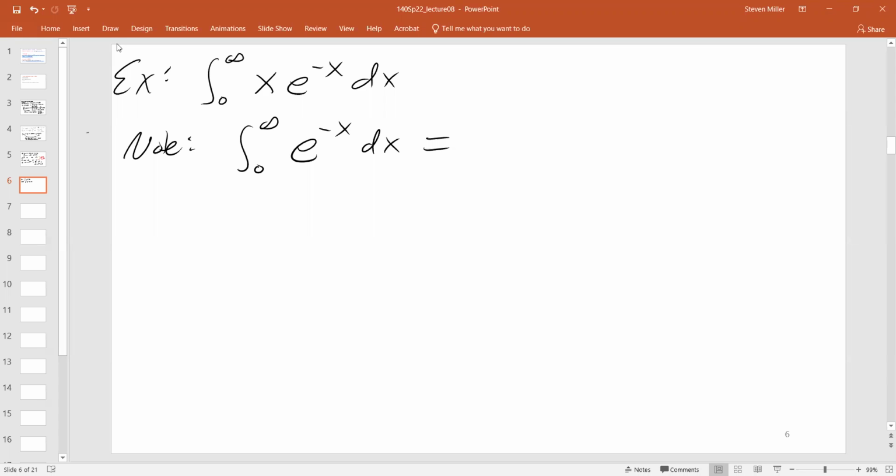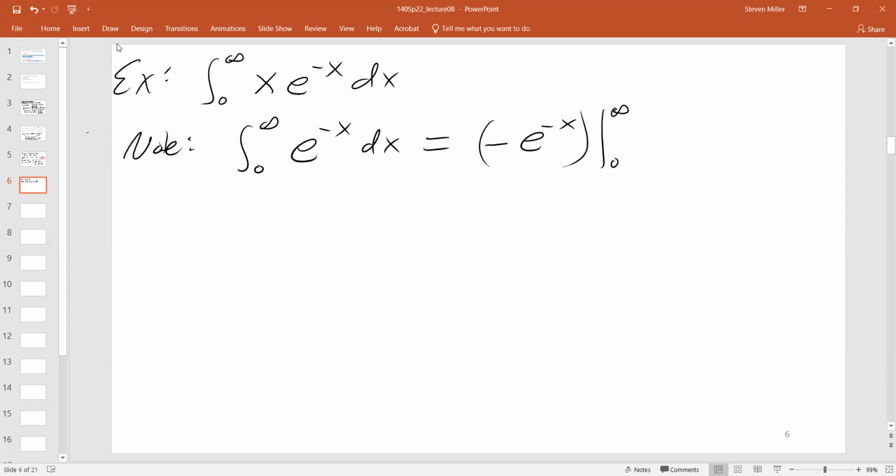Almost e to the negative x. Negative e to the negative x. So the function that has derivative e to the negative x is negative e to the negative x, because when you take the derivative, you have to take the derivative of negative x, that gives you an extra minus sign. We evaluate this at 0 and infinity.